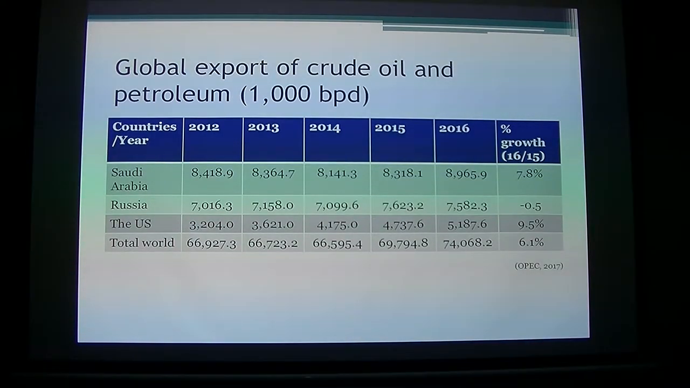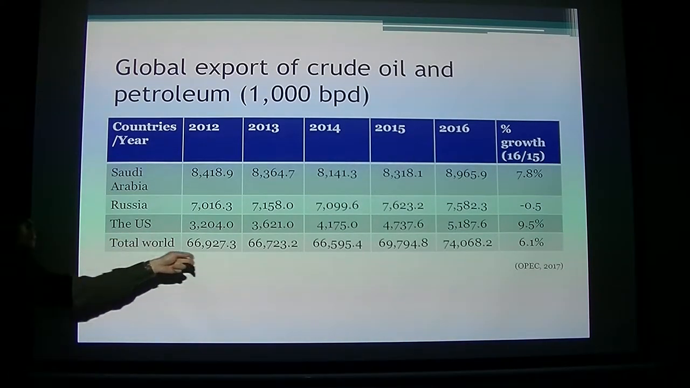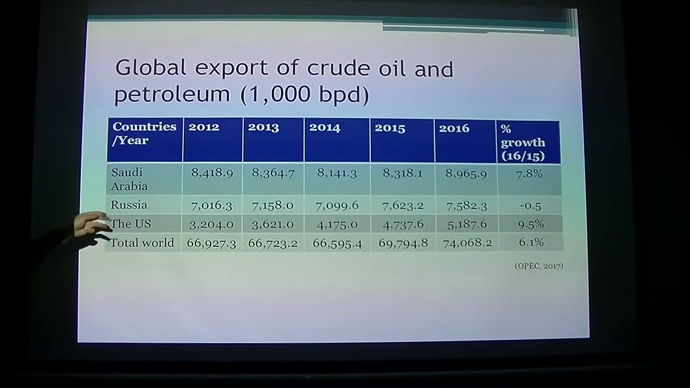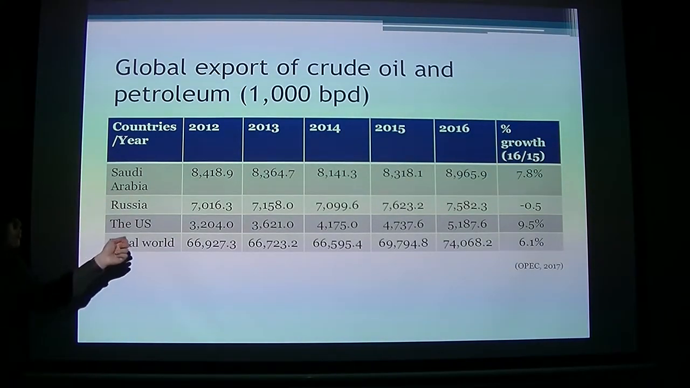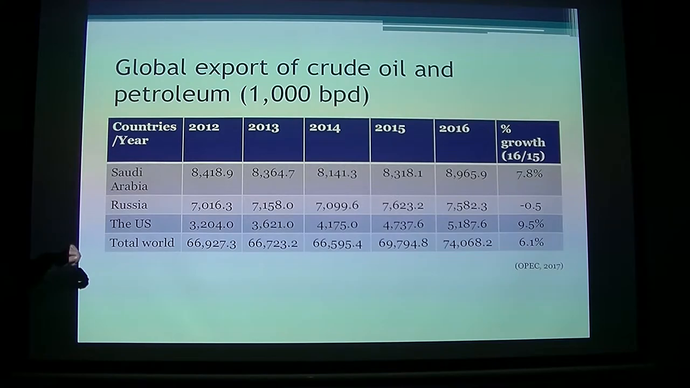So this is the global export of crude oil petroleum between Saudi Arabia, Russia, the United States, and for the entire world. I'm just going to mention this briefly that, for example, in the United States, from 2012 to 2016, among these three countries, they have the highest growth increase in exporting crude petroleum, from around 3,000 to 5,000 barrels.